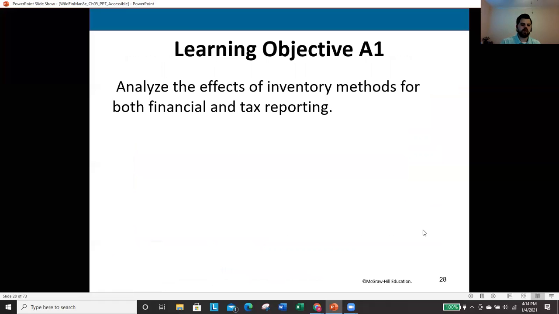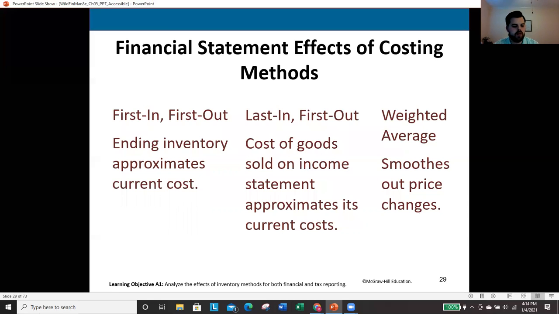Now, in the next part, we want to look at how this all affects our income tax reporting. So the first in, first out ending inventory will approximate current cost. And that's because the first ones in are the first ones out, which means the last ones in are still here. Those last ones we bought more recently, so they have a more current cost.